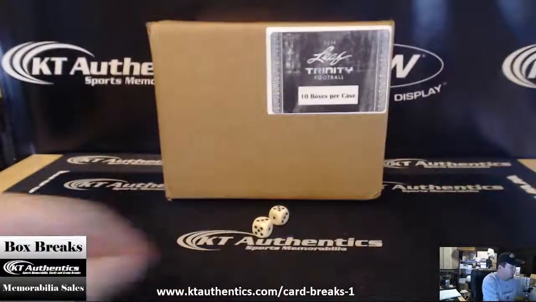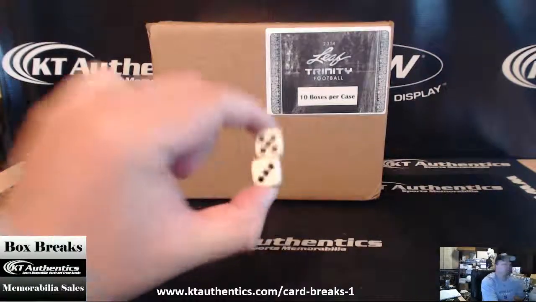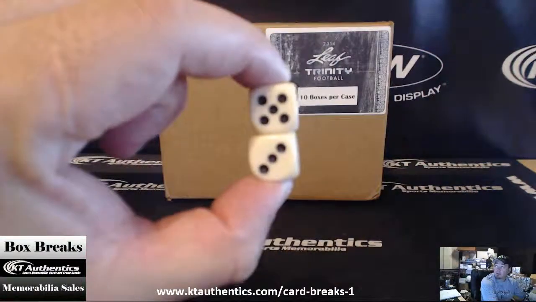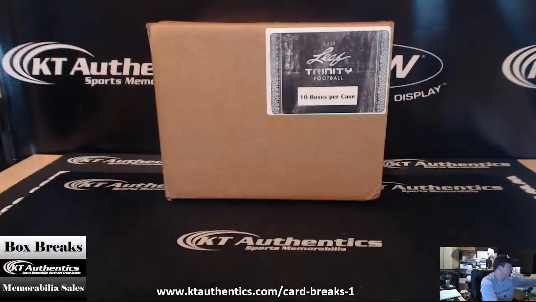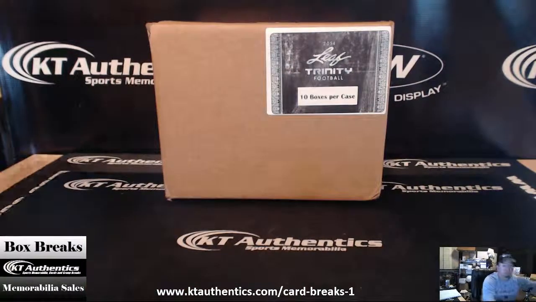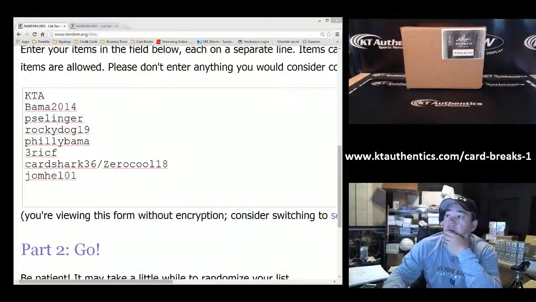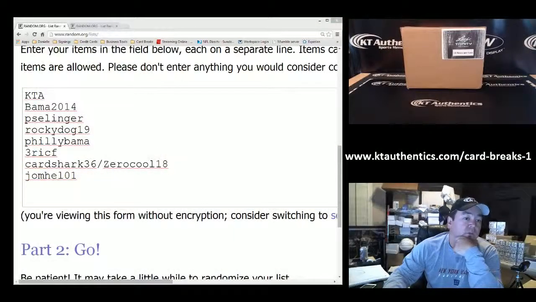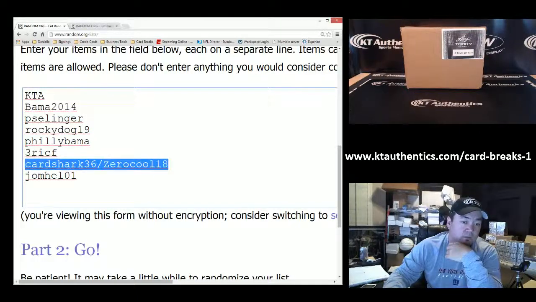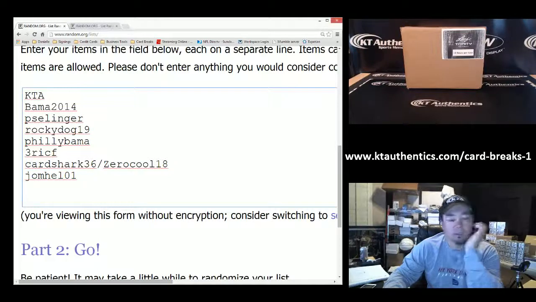Well, at least we didn't do seven, right, Bama? So we do an eight. We're going eight times. Eight times for everything. All right, here we go. KTA, Bama 2014, P. Sellinger, Rocky Dog 19, Philly Bama, Three Rich or Eric, and Card Shark 360, Cool 18. And I guess I'm randomizing your guys' division, so we'll do that again. We'll roll eight times after that, too.